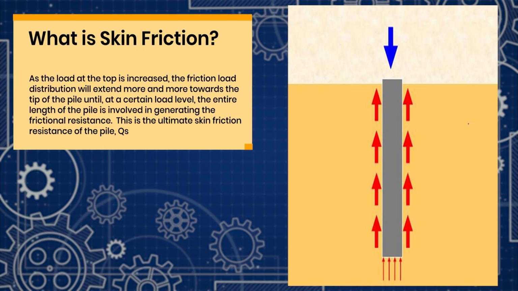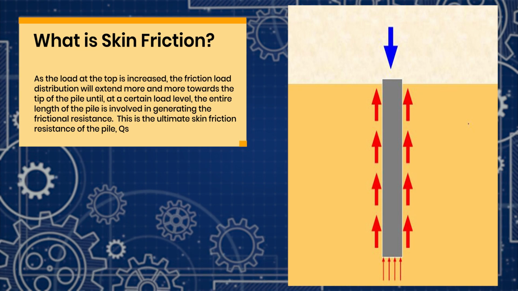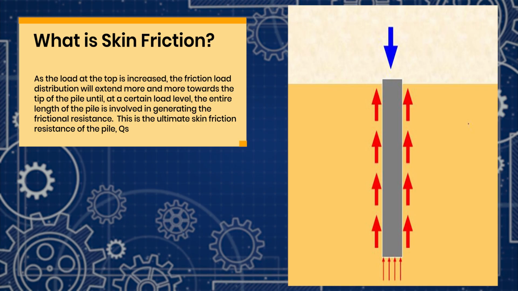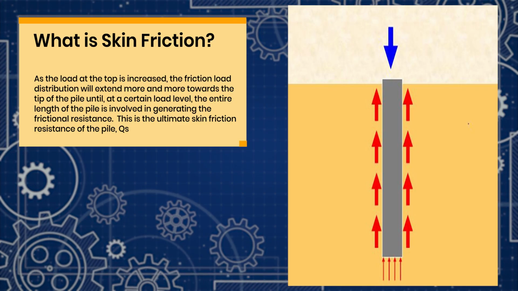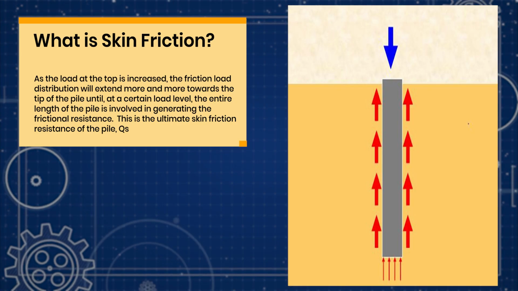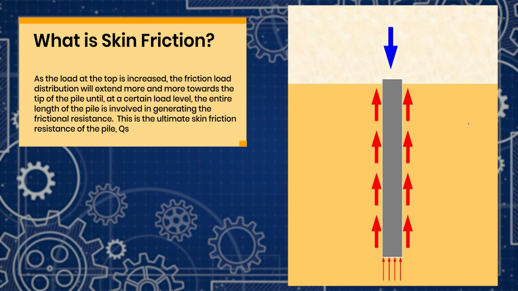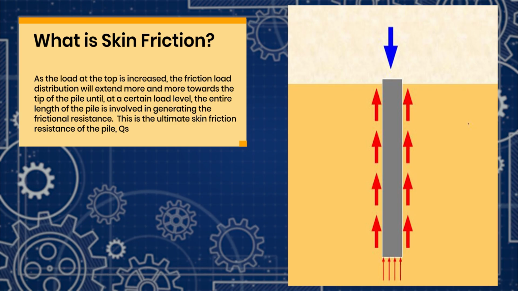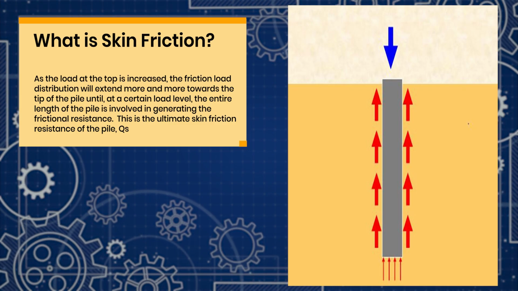As the load increases, the frictional load distribution will extend more and more towards the tip of the pile until, at a certain load level, the entire length of the pile is involved in generating frictional resistance. See, the red color which you are seeing is frictional resistance. It will have some capacity to take this load. When this is exceeded, then the load will transfer to the pile tip, that is called end bearing.